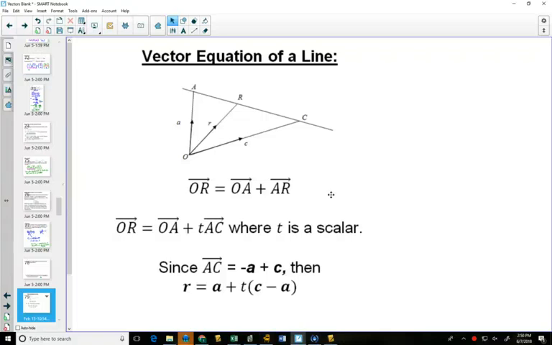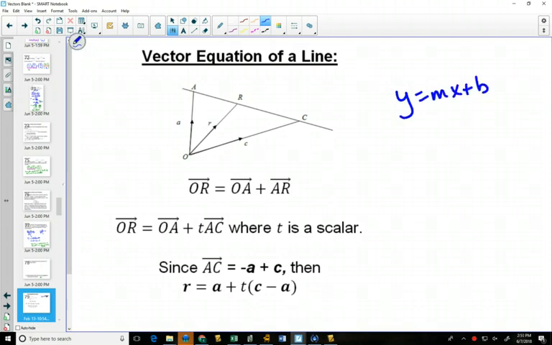The vector equation of a line. So you started learning equations of lines back in grade 10, but we did it in 2 dimensions, and this was probably the most common formula that you were used to, y equals mx plus b. In the y equals mx plus b formula, it made a line because it had a slope and a y-intercept. The vector equation of a line is going to be somewhat similar.